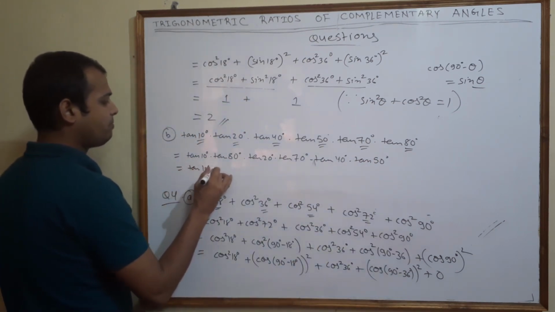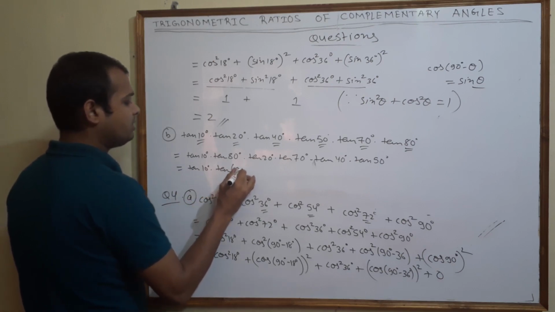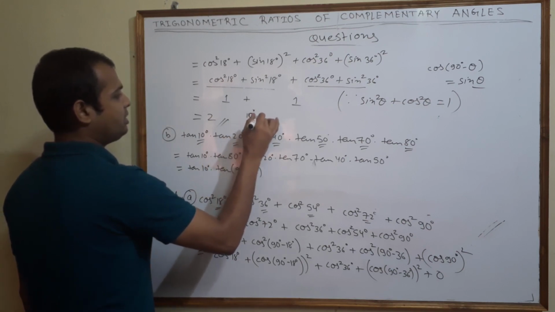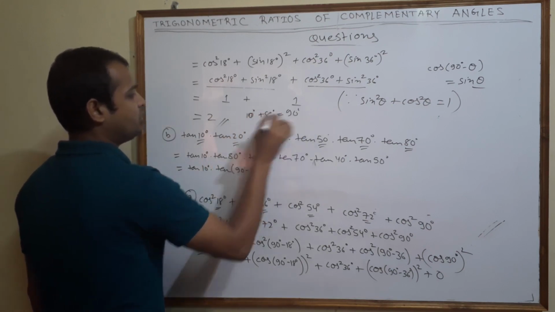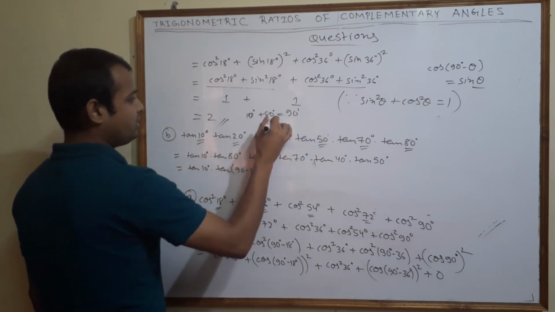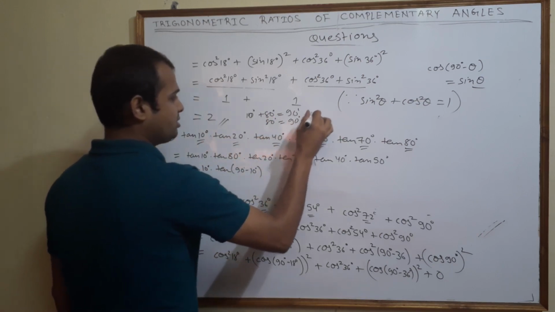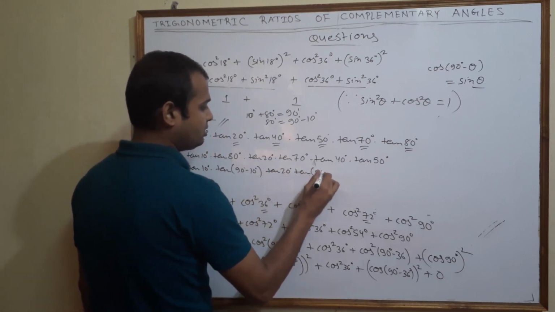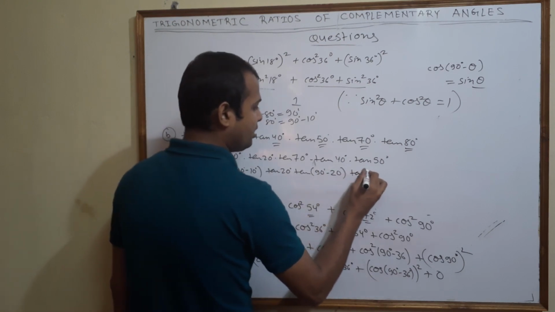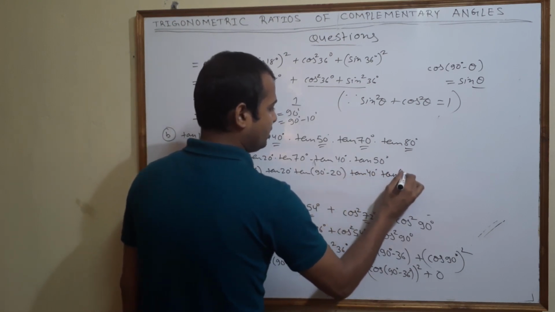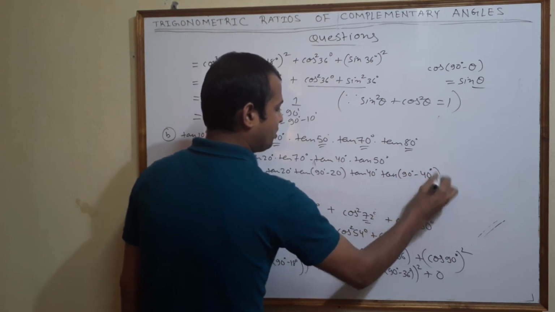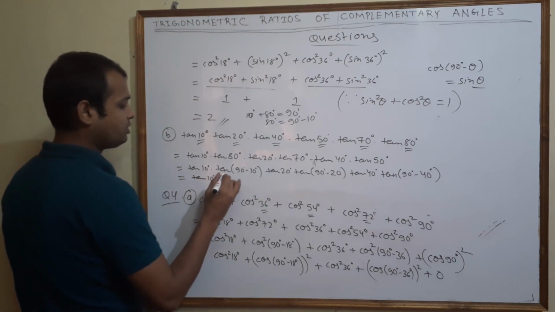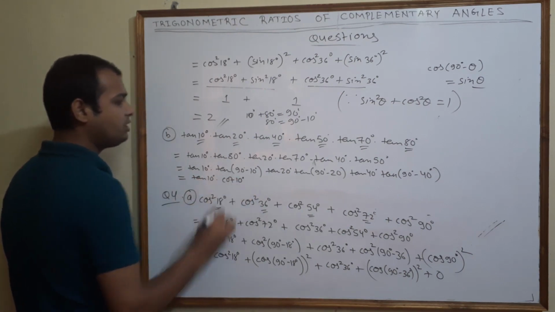Tan 10 degree, this 80 can be written as 90 degree minus 10 degree. Why? Because 10 degree and 80 degree, they are complementary because their sum is 90. So this 80 can be written as 90 minus 10. That's why. And this tan 20, tan 90 minus 20, tan 40, tan 90 minus 40. Done.